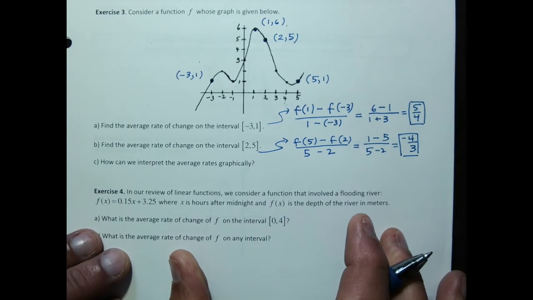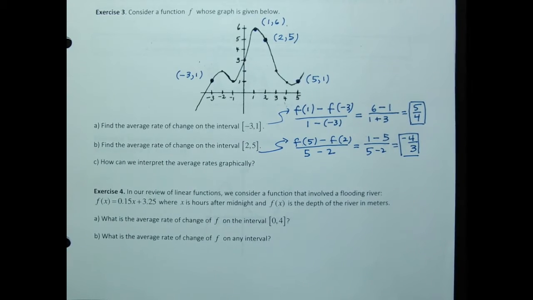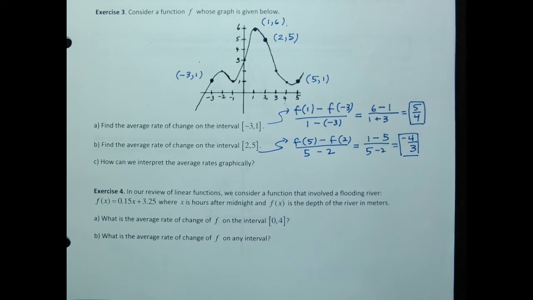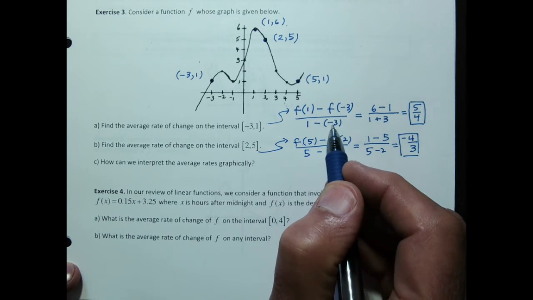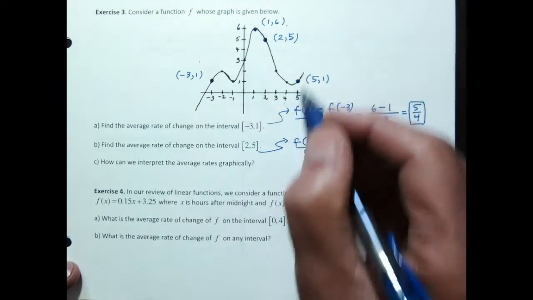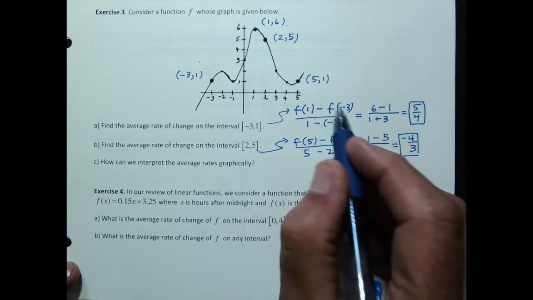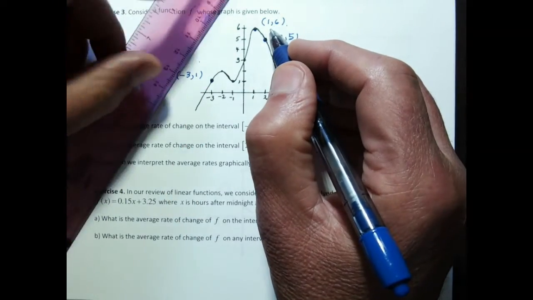Oops, sorry. And now part C is, how can we interpret these average rates graphically? When I take the difference of these y coordinates over the difference of the x coordinates, that reminds me of a slope formula. Now, slope is something attached to a straight line. I don't have a straight line in these pictures right now. But if I take the 2 points that I used in, say, part A, I used the -3, 1 point and the 1, 6 point.